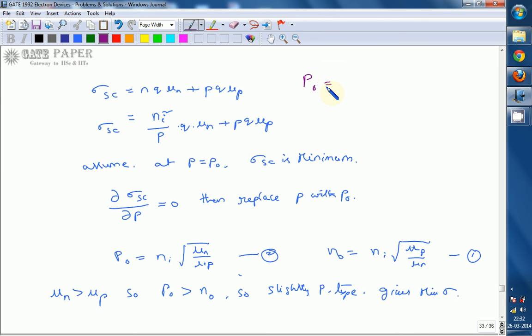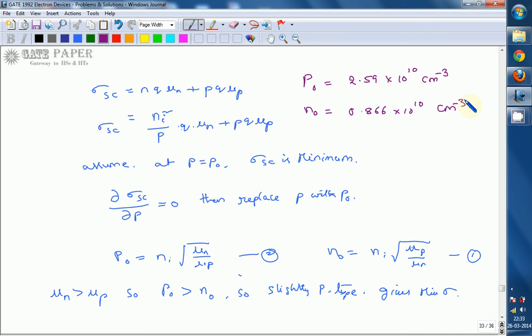because we know the Ni value is 1.5 into 10 power 10, mu n is 1350, and mu p is 450, as given. If you use those values, P naught is equal to 2.59 into 10 power 10 per unit volume, that is, per centimeter cube. And for N naught, you can use the equation, or you can use the mass action law also. In both cases you will get the same thing, that is 0.866 into 10 power 10 per centimeter cube.